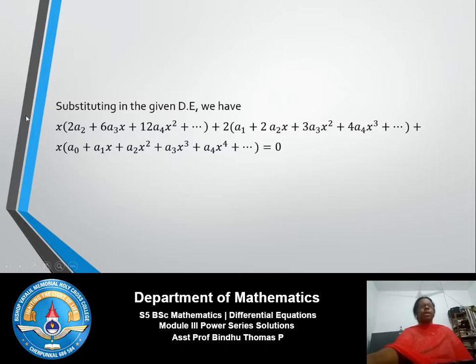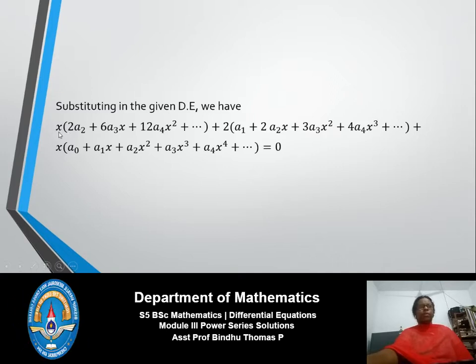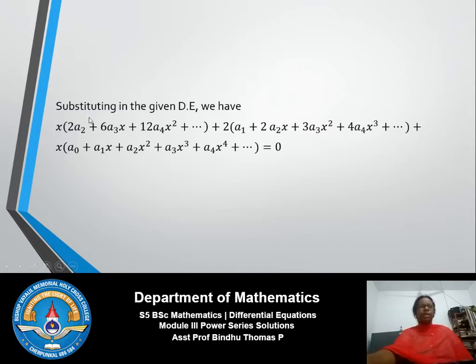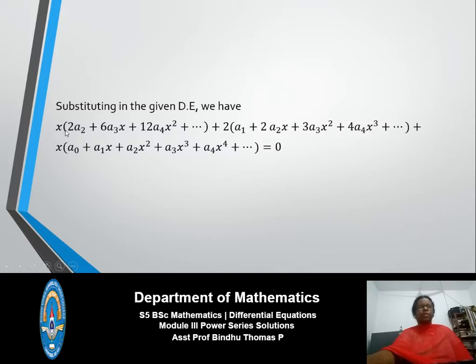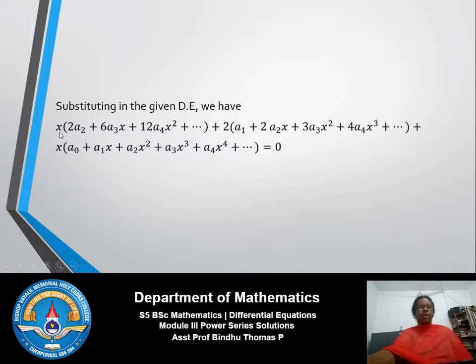Plus x into y, a0 plus a1x plus a2x square plus a3x cube plus a4x raised to 4 plus etc., equal to 0. For the further steps of the solution, we have to open the bracket by multiplying the series with the terms outside. In the first term, all the terms raise the power of x by 1 because we are multiplying with x. In the second term, we are multiplying the series by a constant, so there is no change in the power of x. Again, in the third term, the power of x is raised by 1 by multiplying the series by x.